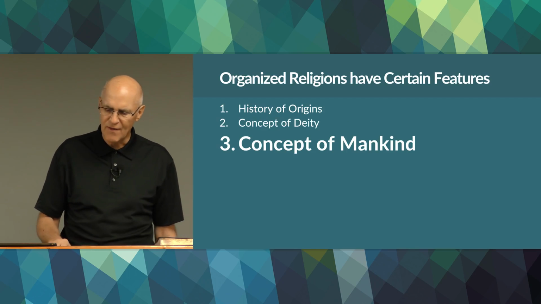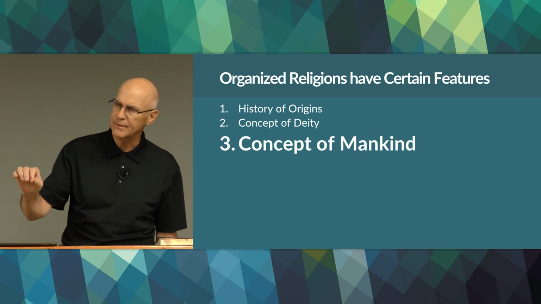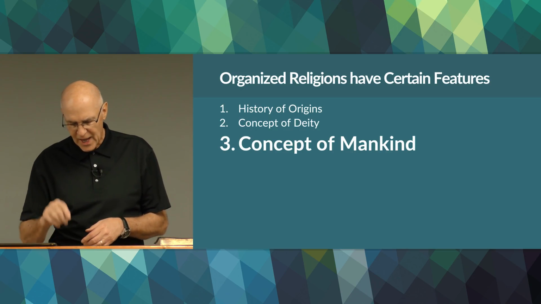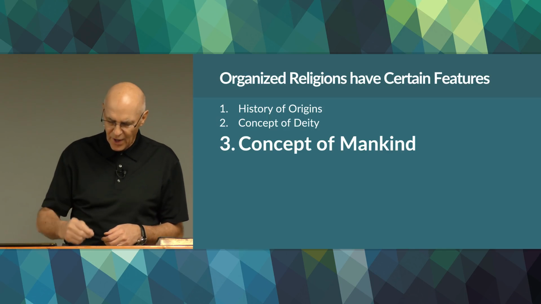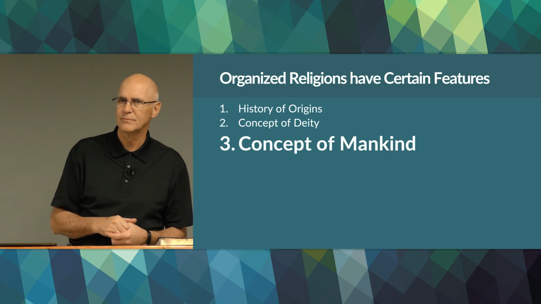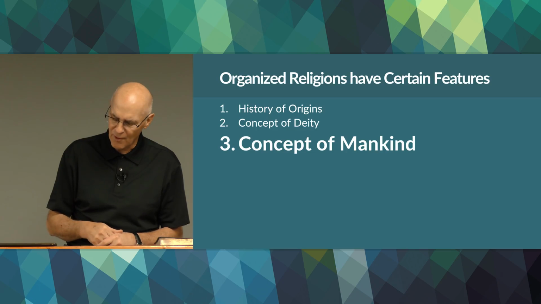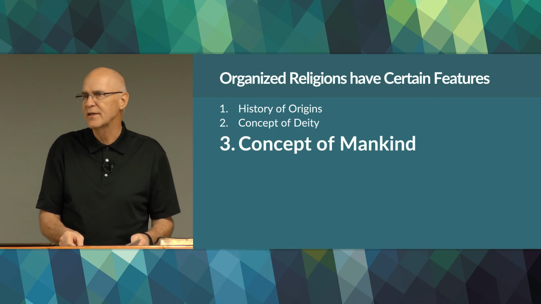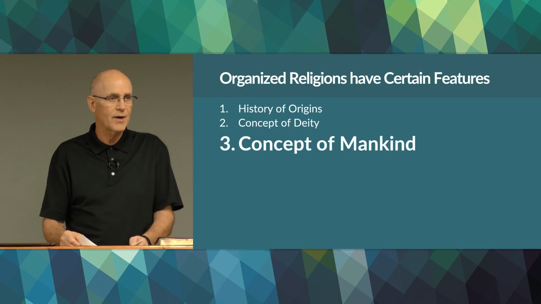Organized religions also have a concept of mankind. In other words, a key question that most religions try to answer is the following: where did man come from? And each religion has an explanation of some kind to answer that question.